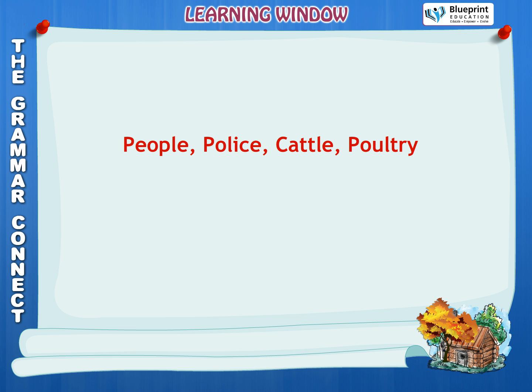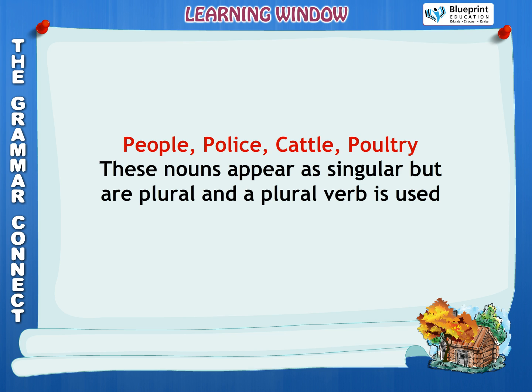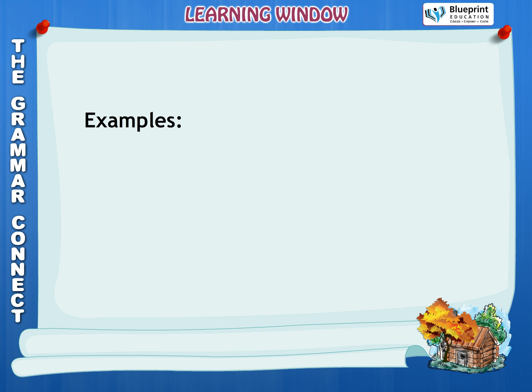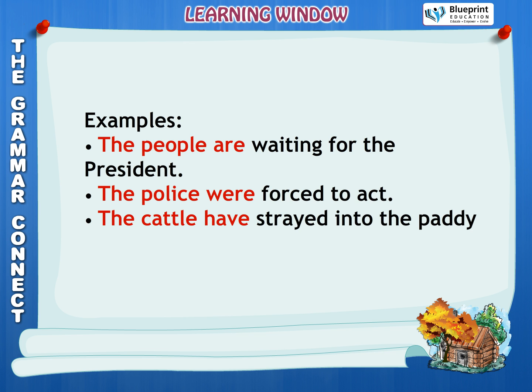People, police, cattle, poultry. These nouns appear as singular but are plural, and a plural verb is used with them. Examples: the people are waiting for the president. The police were forced to act. The cattle have strayed into the paddy field.